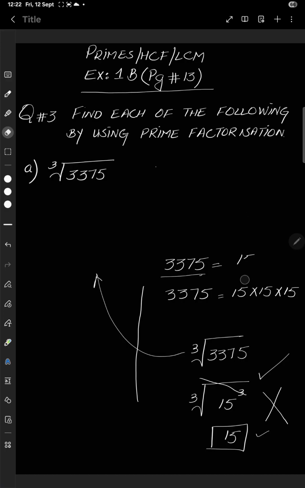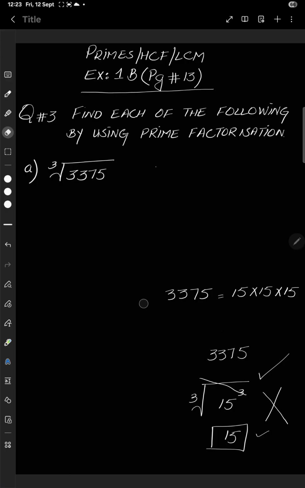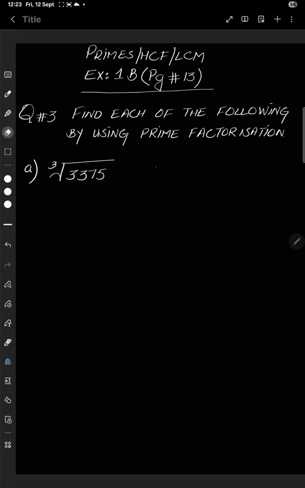Clear? So now let's start doing this question, and for this we will do the prime factorization first. Okay, so let's start. 3375 is not an even number, so it will not be divisible by 2. After 2, the next prime number is 3. Let's see whether this number is divisible by 3 or not.